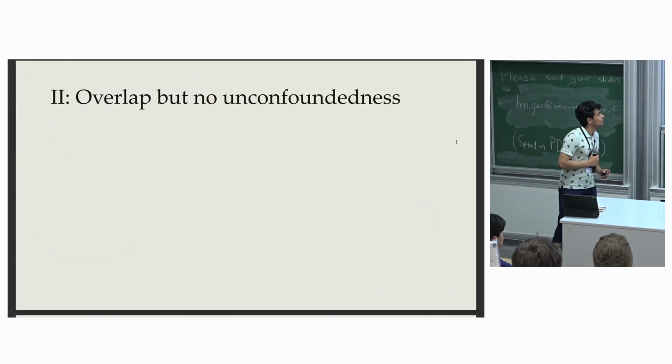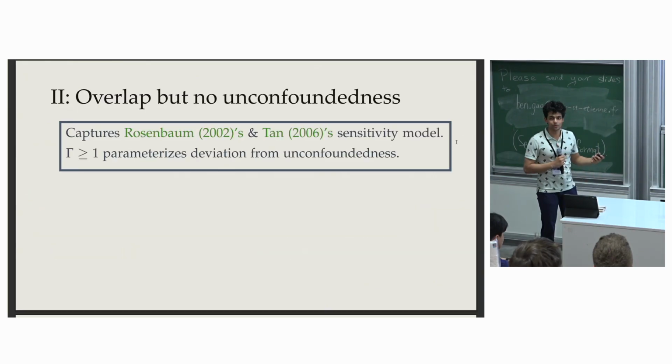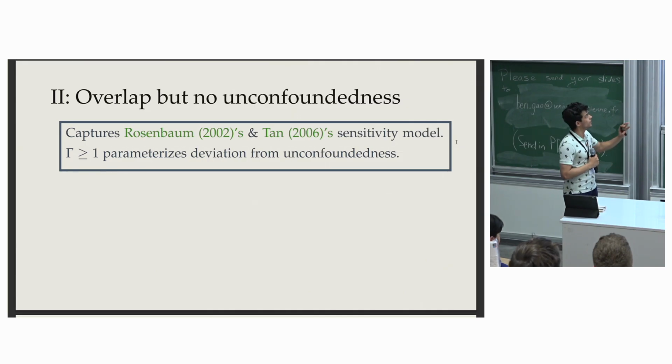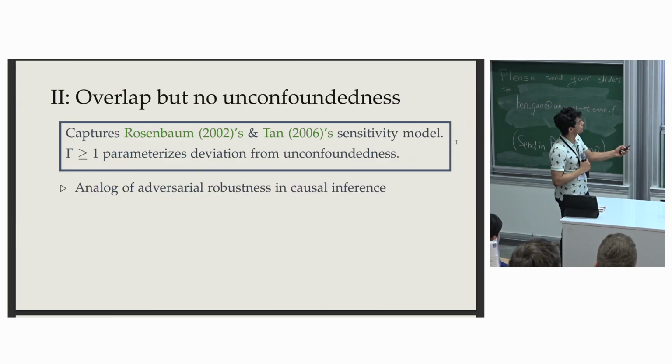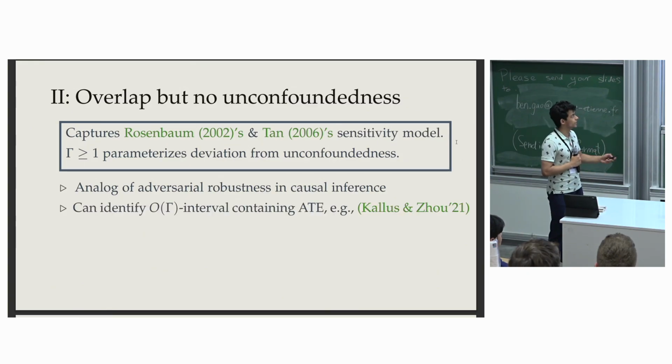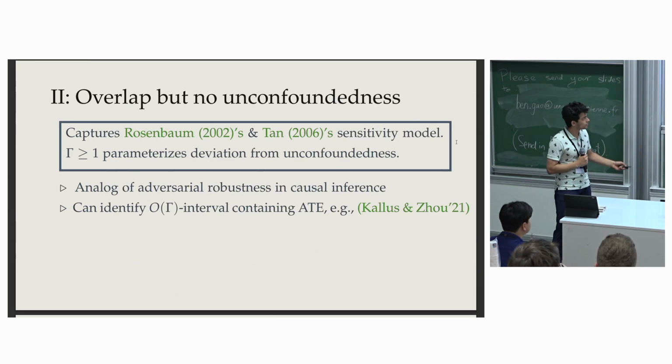Okay. So this is probably a slide I don't want you to take everything out of, but the high-level picture is that this captures some models out there which were called sensitivity analysis models. In these models, there is some parameter gamma that measures the distance of an observational study from unconfoundedness. For learning theory people here, you can think of this as some analog of adversarial models in causal inference, where gamma is the strength of the adversary. And here, existing techniques can identify the average treatment effect up to some factor which scales with gamma.